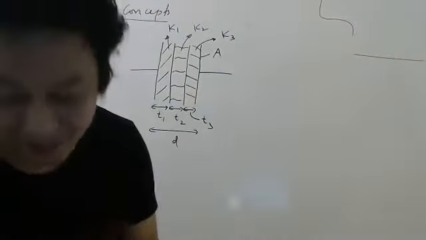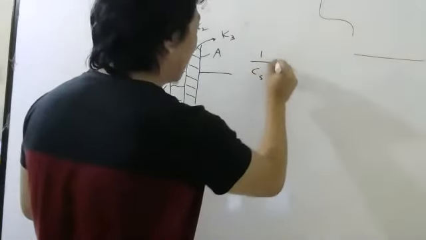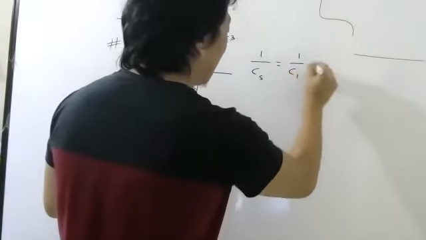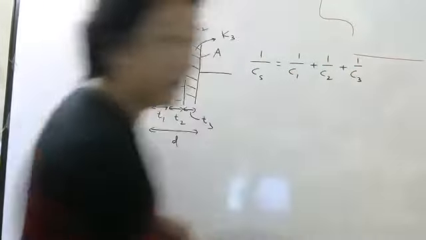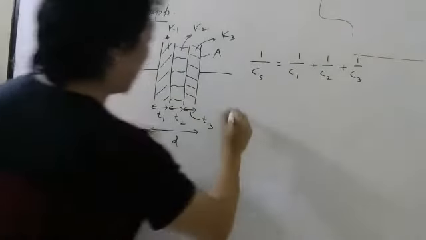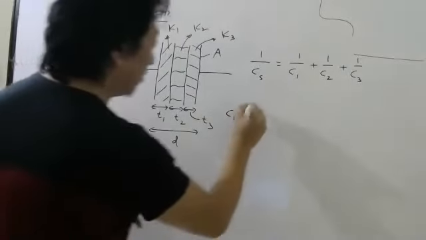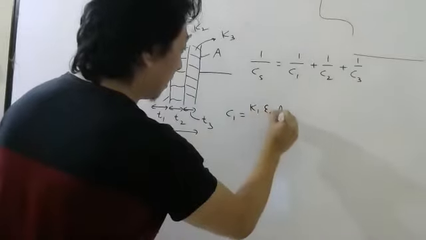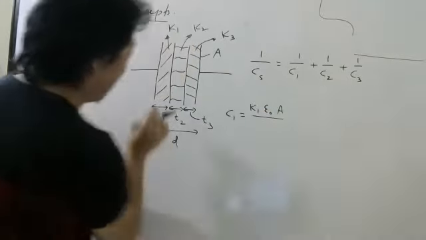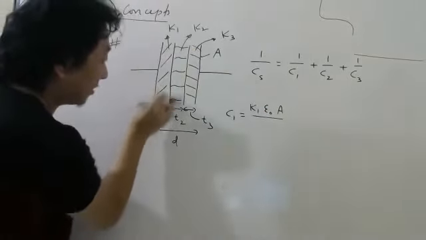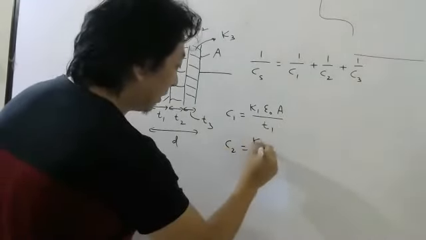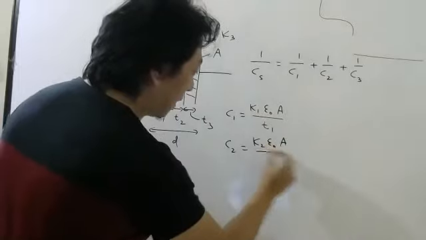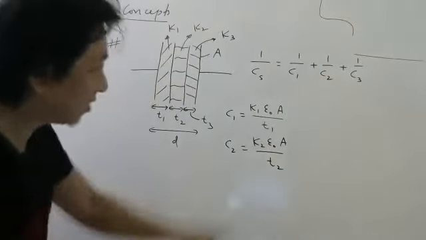In series, obviously. So since it is in series, I can write the formula 1 by Cs equals 1 by C1 plus 1 by C2 plus 1 by C3. Correct now? And what will be this C1? Formula for this C1 we know: K1 epsilon naught A by distance between the plates. This is the distance for this capacitor only, so T1. Similarly, C2 will be K2 epsilon naught A by T2, like that. You can write for C3 also.